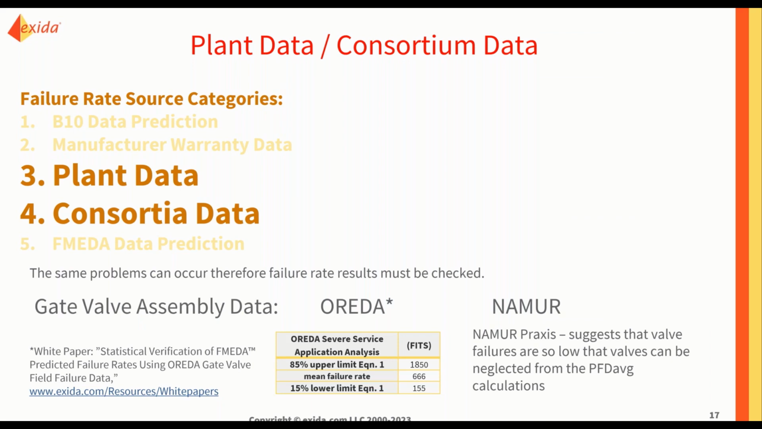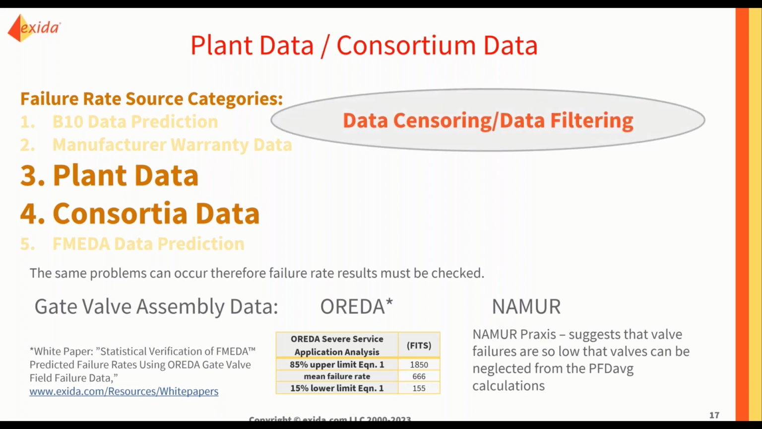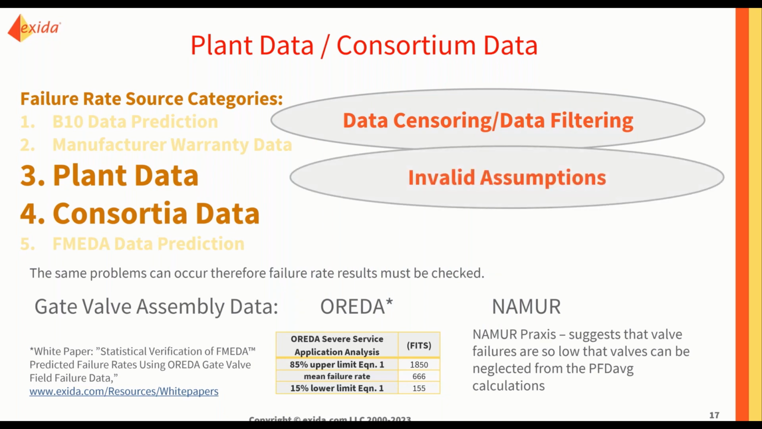Now, there are many operating industrial plants who collect failure rate data, some better than others. And there are consortiums where a number of different operating companies aggregate their data. And that sounds pretty good because that's real field failure data. However, they still could have serious problems with data censoring and data filtering. They still could be making invalid assumptions, although generally speaking, they don't really have invalid methods because most of the plant people and especially the consortia use very high quality experts to analyze the data. But some problems can still occur.